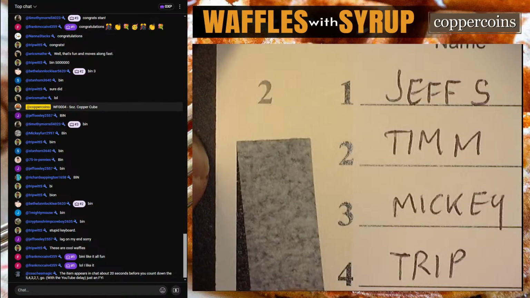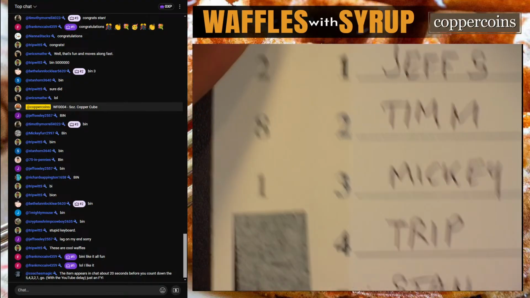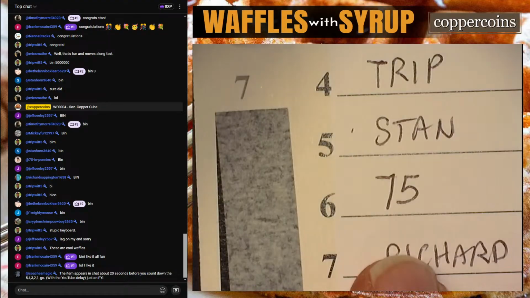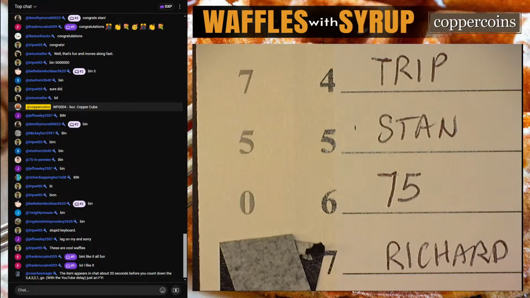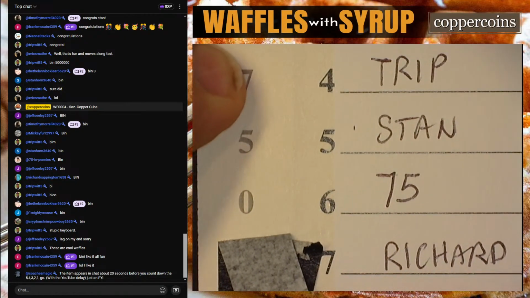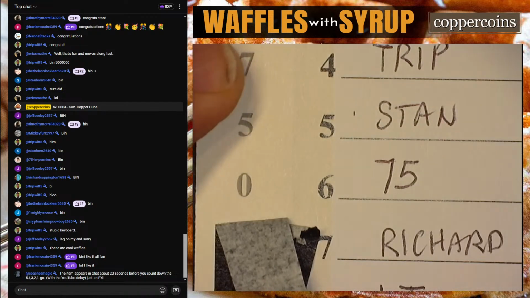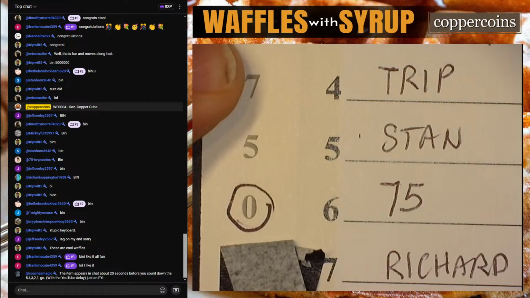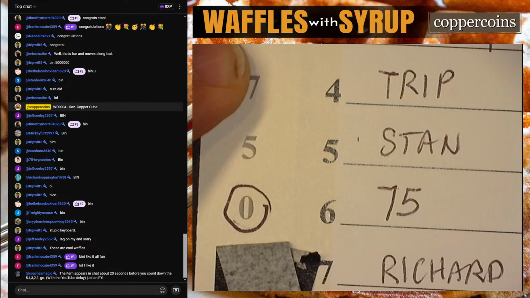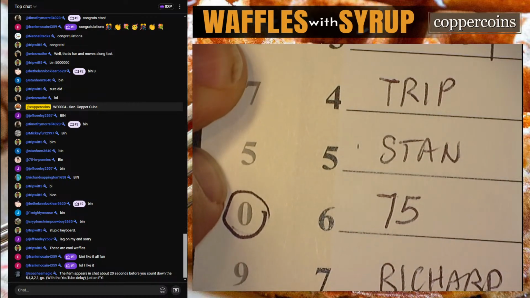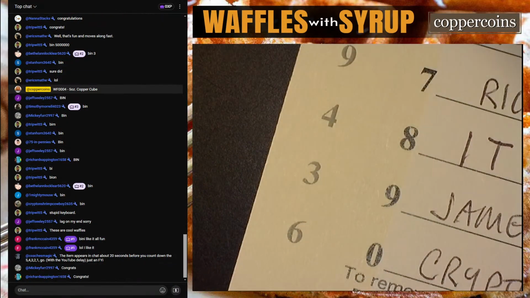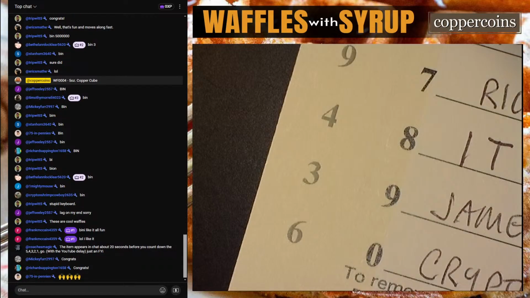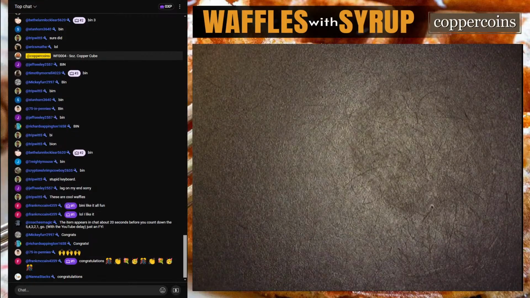There's Jeff, Tim, Mickey, Trip, Stan. Hey, look at that. 75 gets it. 75 gets the cube. Everybody else gets a nice shark round. Congrats to 75. She'll have a nice cube to put on her desk. And we've got a 9, 4, 3, and 6 to round it off. And that is how that works out.